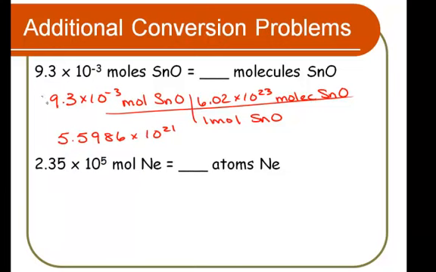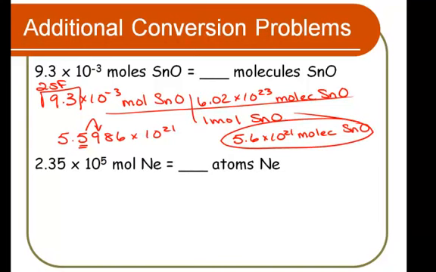Well, 9.3 has 2 significant figures, and our second significant figure is the 5. So we look to the 9, which tells the 5 to become a 6. So our answer is 5.6 times 10 to the 21st molecules of SnO.